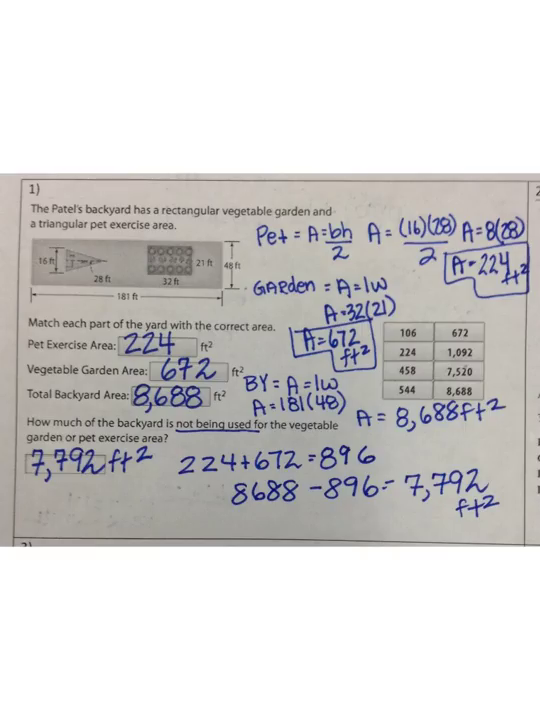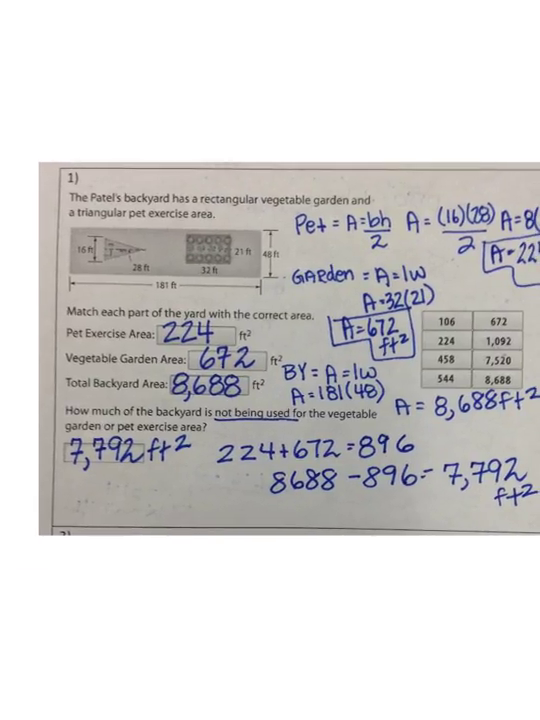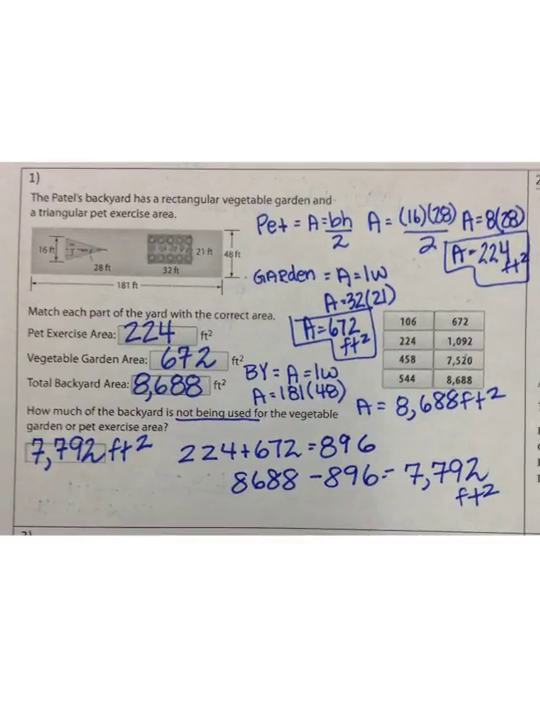Okay, so for the pet exercise area, my work is right here. Oops. Let me go back to my highlighter. So it is a triangle, so I use the formula area equals base times height divided by 2, and I came up with 224 feet squared. Then the vegetable garden area, it's a rectangle, so I did length times width and got 672. The total backyard area right here is 48 by 181, and so I got 8,688 feet squared.